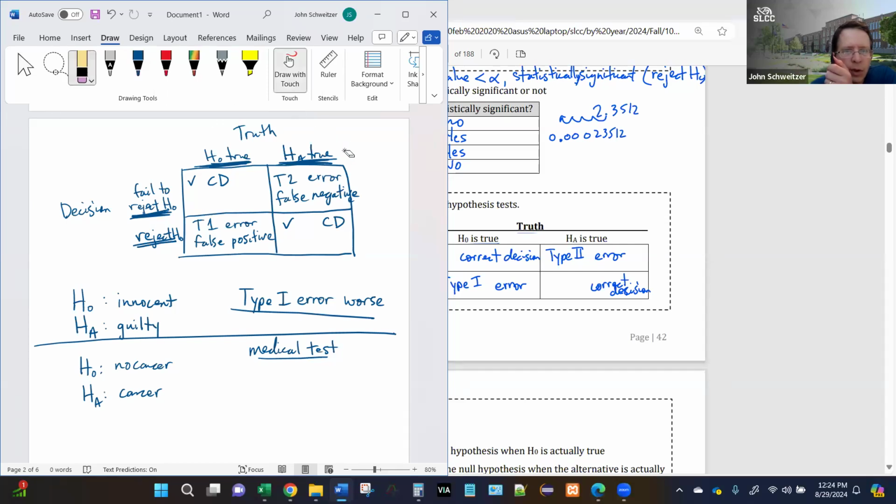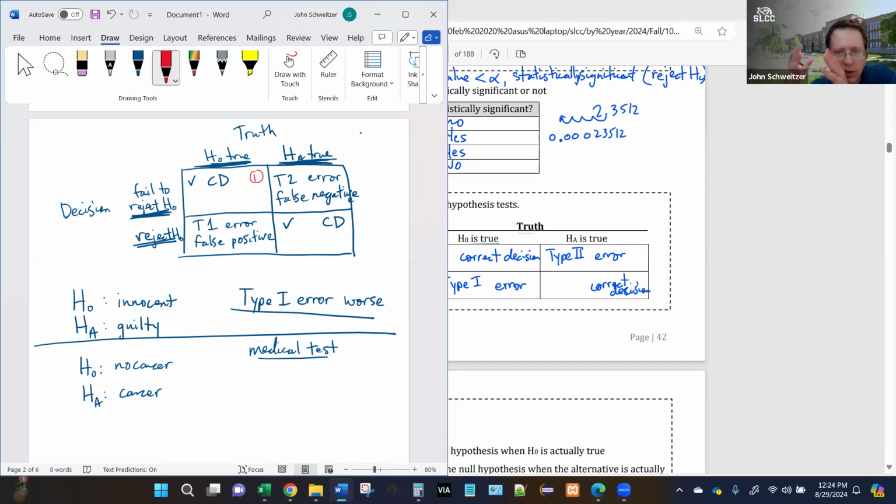So let's think about where you want to be in this grid. The best place to be is here. This is where you really want to be: you're healthy and you know it. What is worse, the false positive or the false negative? Let me be clear on the question. The question is, what is worse, a false positive or a false negative? What's your immediate intuition there? Yeah, great, you guys are all right. The false negative is worse because it says you're healthy, but you're actually sick.